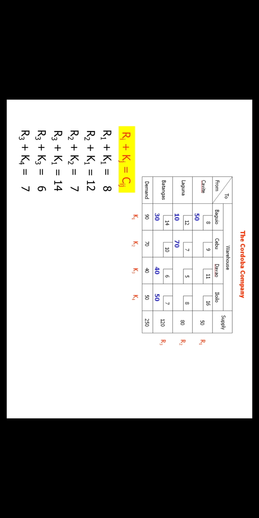Then we proceed with the process of determining your row and column indicator values via back substitution. We begin the process by first assigning a value of 0 to R sub 1. If R sub 1 is equal to 0, for the first equation to be true, then K sub 1 is equal to 8. If K sub 1 is equal to 8, for the second equation to be true, R sub 2 should be equal to 4. If R sub 2 is equal to 4, for the third equation to be true, then K sub 2 should be equal to 3.